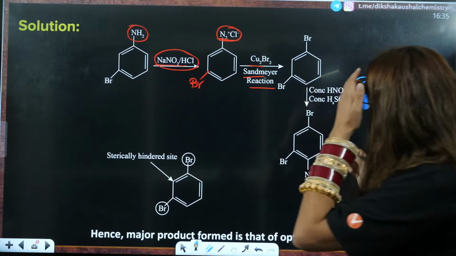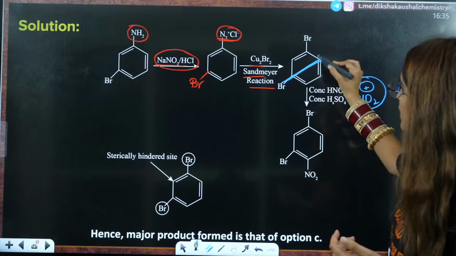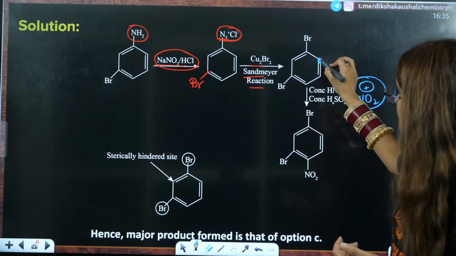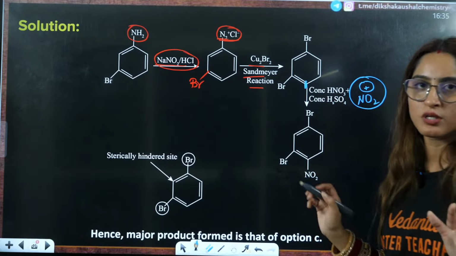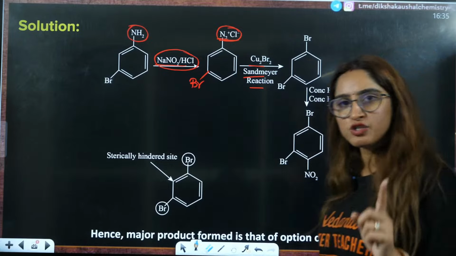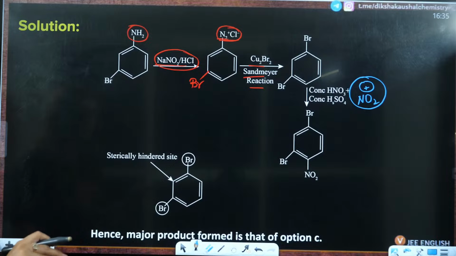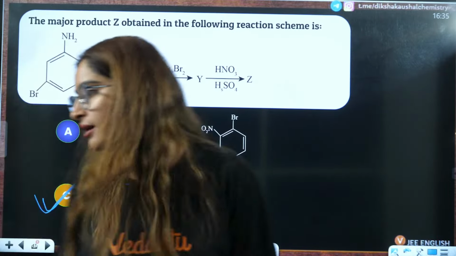Even if it prefers this one, corresponding to this, it is going to be para, right? So the answer will be the same. Even if it prefers this one, then also this is the answer. But if you have one choice, then you will choose para as the major product here. So the answer is going to be C is the correct answer.